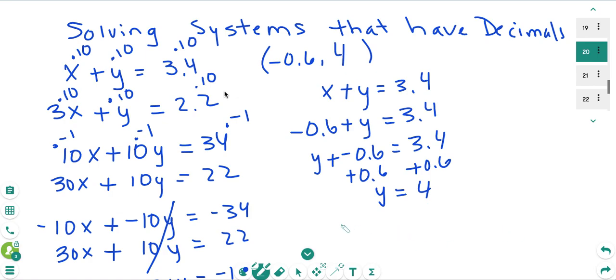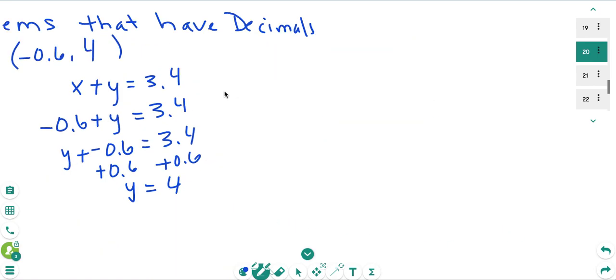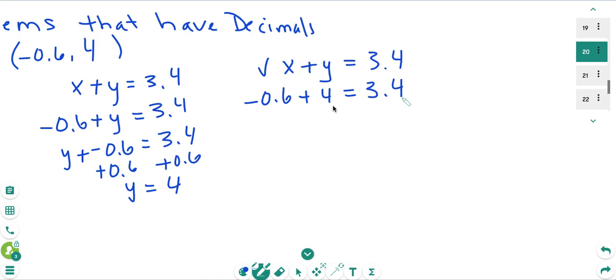So now I'm going to go ahead and do my checks and see if I'm right. So the first thing I'm going to check is x plus y. X plus y is equal to 3.4. Negative 0.6 plus 4 is equal to 3.4. I have more positives here, so how many more do I have? I have 3.4 is equal to 3.4.